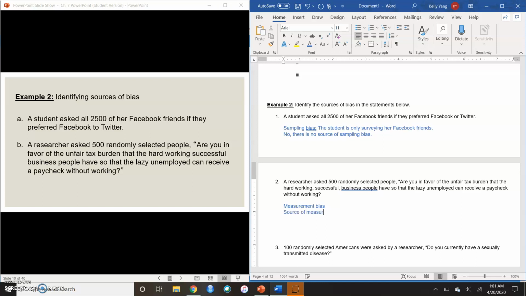And then the source of measurement bias, I think some people might say confusing words. So it is confusing. It's a very long question. It's a run-on sentence. If I was reading this while taking a survey, I would honestly read the first few words and the last few words and totally skip what's in the middle. Some people might also argue that there's non-neutral language. Describing people who are unemployed as lazy is already not neutral. There's already some bias to the question. And so these are two sources of measurement bias.